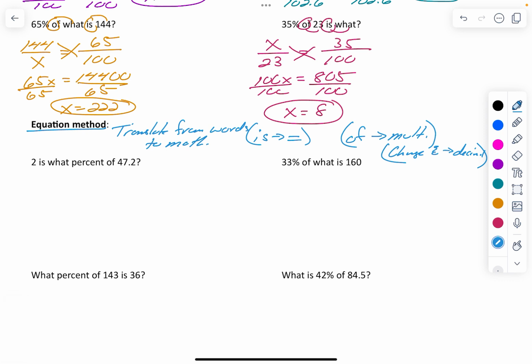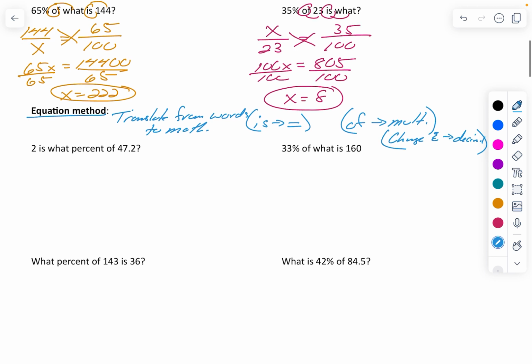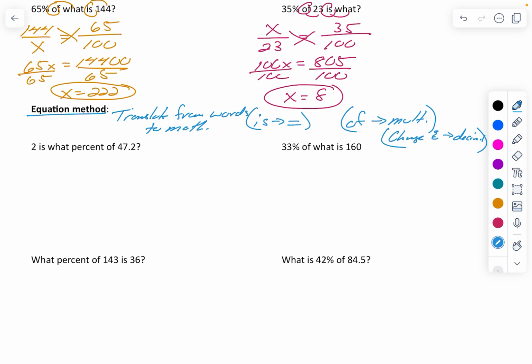So this first one is where we're looking for a percent. Let's take a look. If we were translating, this would look like, and I'm going to underline percent because I have to remember at the end: 2 is what percent of 47.2. We could use a parenthesis instead of that times so we don't get things confused. But that's the direct translating. 2 equals what percent, that's our x, of means times 47.2.